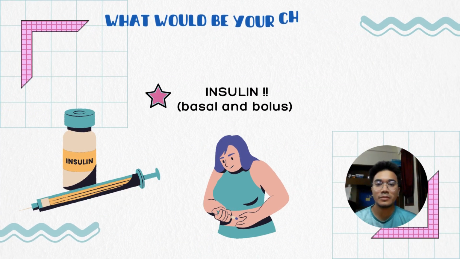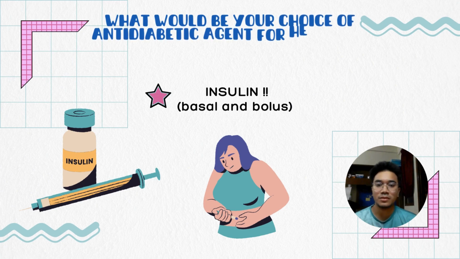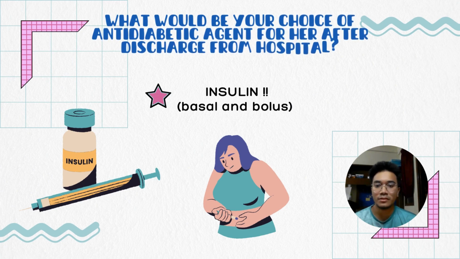The choice of anti-diabetic agent for her after discharge from hospital is the basal bolus insulin therapy. For the basal, we'll be using long-acting analogs, which are glargine and detemir, and for the bolus, we'll be using a rapid-acting analog, which is lispro.